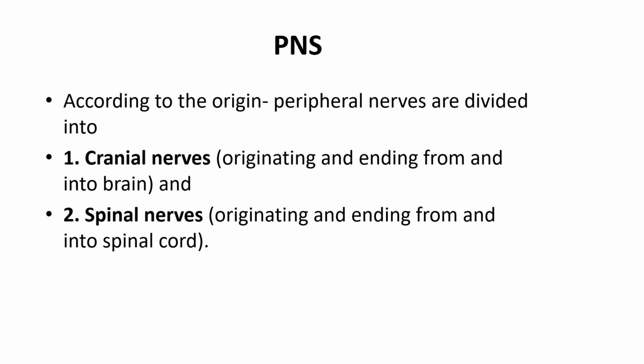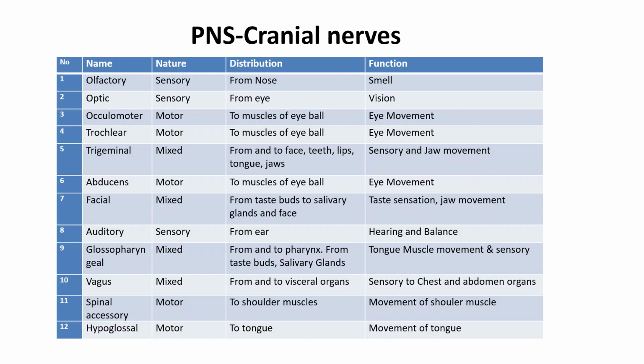Peripheral nervous system. According to origin, peripheral nerves are divided into cranial nerves and spinal nerves. The cranial nerves originate from and end in the brain, and spinal nerves originate from and end in the spinal cord. Cranial nerves: there are 12 pairs, that is 24 cranial nerves in number.